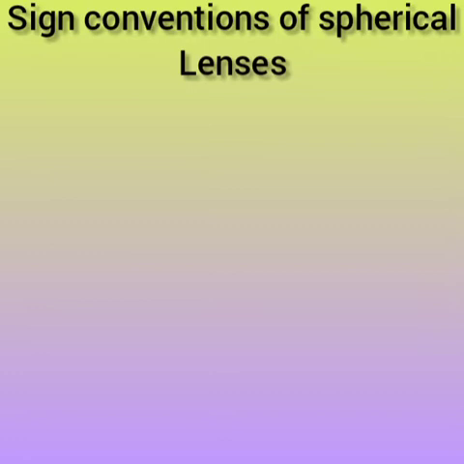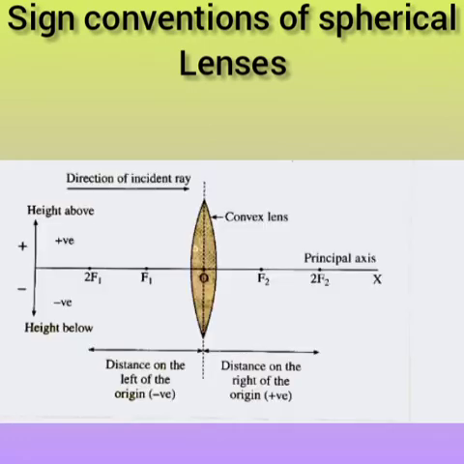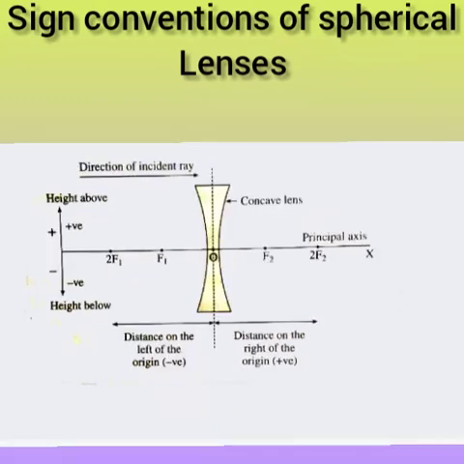Sign convention for spherical lenses. In the previous class we studied the sign convention for spherical mirrors, and it is the same for spherical lenses also. For lenses we follow a sign convention similar to the one used for spherical mirrors. We apply the rules for sign of distance, except that all measurements are taken from the optical center of the lens. In the case of a mirror the distance is taken from the pole, but here we use the distance taken from the optical center of the lens.